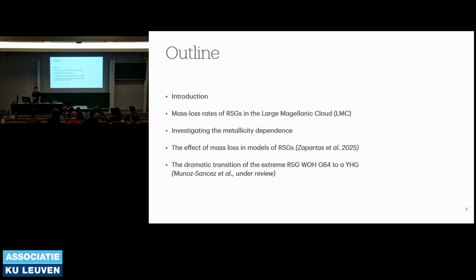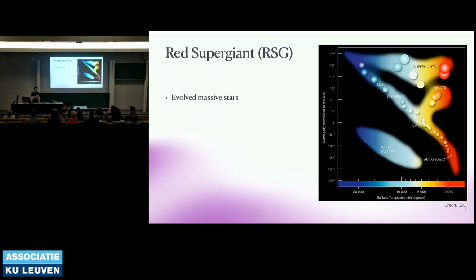And after that, I will present you two other works from our group, a bit briefly, about the effect of mass loss in stellar evolutionary models, and then about a dramatic transition that we found of an extreme red supergiant to a yellow hypergiant. So starting with this introduction, what is a red supergiant?